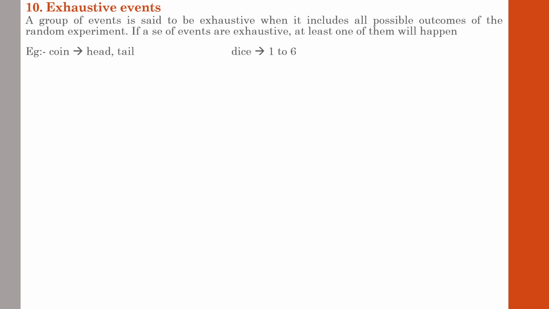In simple terms, it means events that have the chance to happen. If you throw a dice, we know that there are 6 possibilities. Each of these 6 possibilities has the chance of occurrence. That is the concept of exhaustive events: events that have the chance of happening.